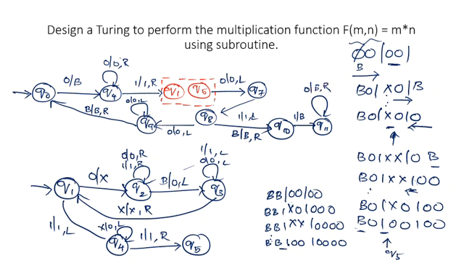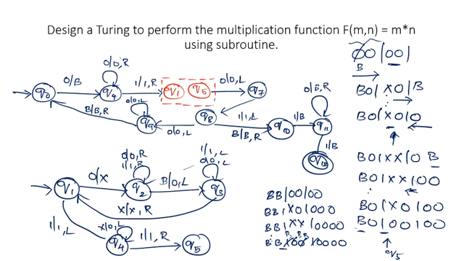So what happens is, all the zeros will become blank, then the final 1 will become blank, and finally you will enter into Q12. So that's your final state. So this is how a subroutine function is called for performing the multiplication.